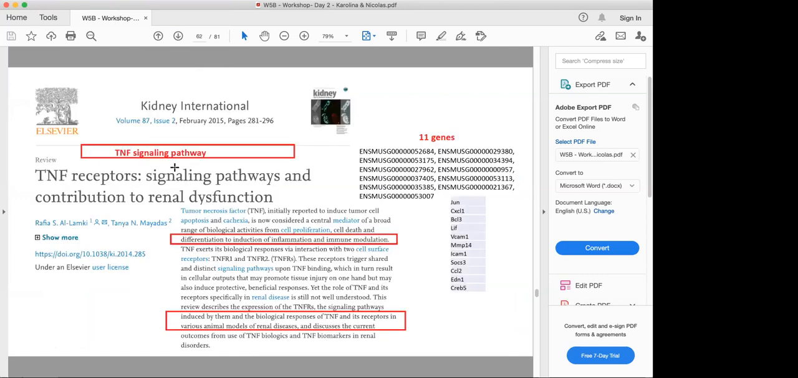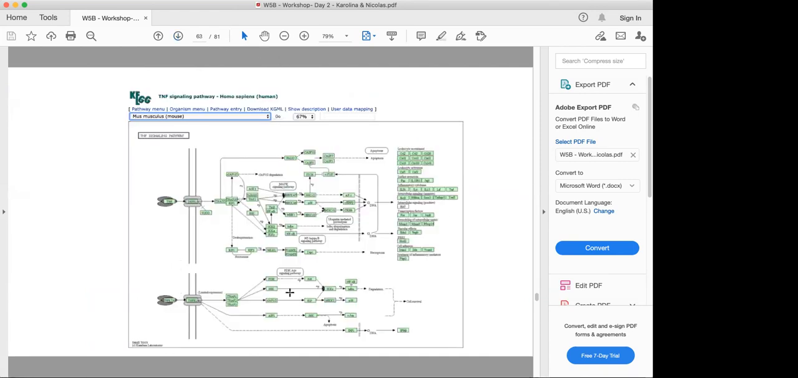And the same, I checked the TNF signaling pathway. I went to the literature and it's known to be associated with renal diseases, and I am dealing with chronic kidney disease. 18 of the genes from my data sets were involved in this pathway. These are the Ensembl IDs and the regular gene names. And it also draws you those nice visualizations, and you can mark with a red star those specific genes that were identified in your data set and are a part of this TNF signaling pathway.